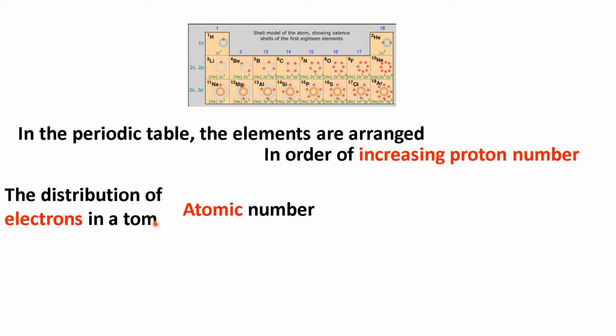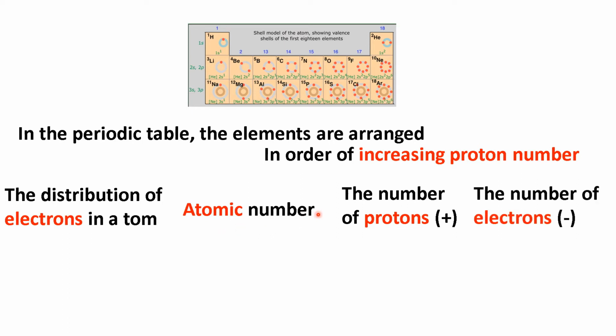is equal to the atomic number, and equal to the number of protons that have a positive charge, and also equal to the number of electrons that have a negative charge. So in the periodic table, if we need to make the distribution of electrons in an atom, we have atomic number for hydrogen equal to 1. So the number of protons equals 1, equal to the number of electrons, which is also 1. So we make the distribution of electrons equal to 1 for this atom.